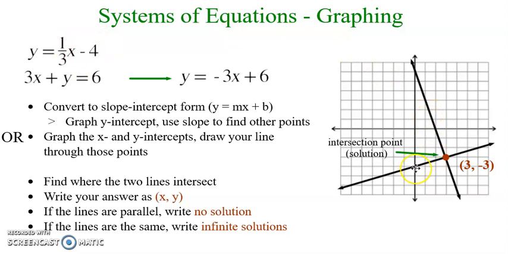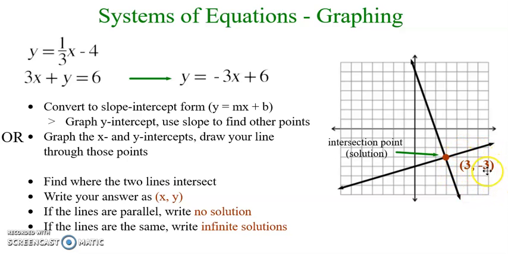I graph that here. It has a slope of 1/3, so I go up 1 over 3, up 1 over 3, down 1, left 3, and I draw in my line. Then I go ahead and graph my second equation. I've got a y-intercept of 6 up here, slope of -3, so I go down 3, right 1, down 3, right 1, and then continue until I find this intersection point, which gives me my solution of (3, -3).